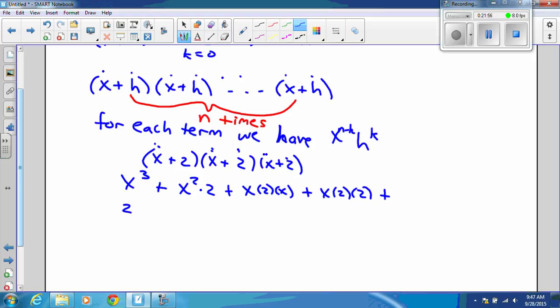Now we do the 4 terms that start with 2. It's going to be 2 times x times x plus 2 times x times 2 plus 2 times 2 times x plus 2 times 2 times 2. And so I get all 8 terms right here, 2 to the third, and each one of them has one choice from here times one choice from here times one choice from there. Does that make sense?